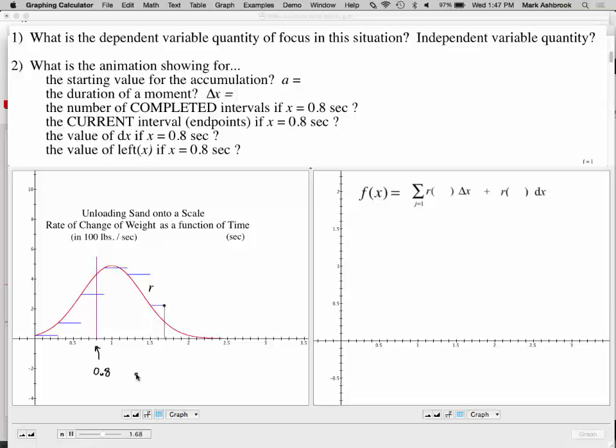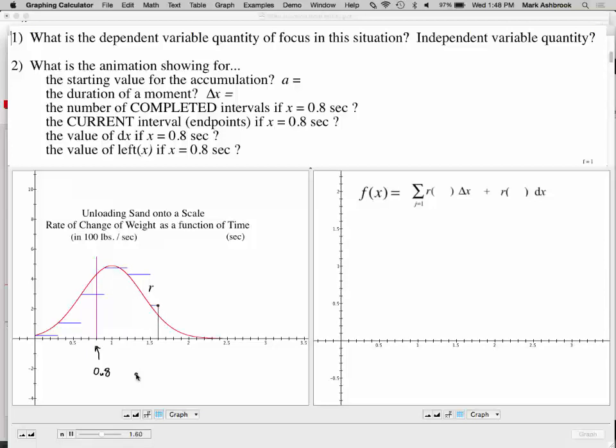Okay, over here. This is going to be pounds of sand accumulated, right? The y-axis on that graph is rate of change of pounds per second. Okay, what's the independent quantity? Time in seconds. And where does that show up? Which x-axis? Both, right and left. Same x-axis quantity for both. Time in seconds on both.